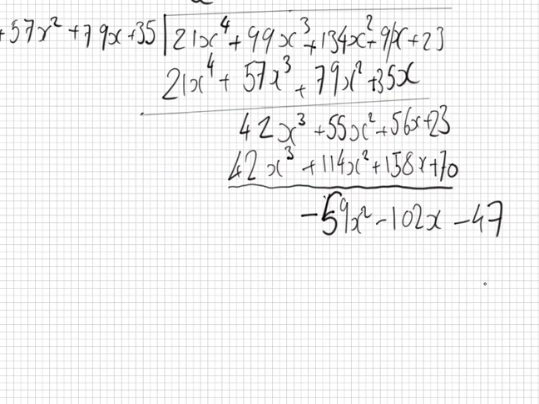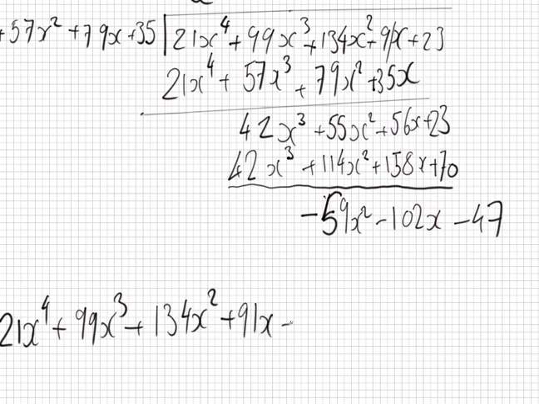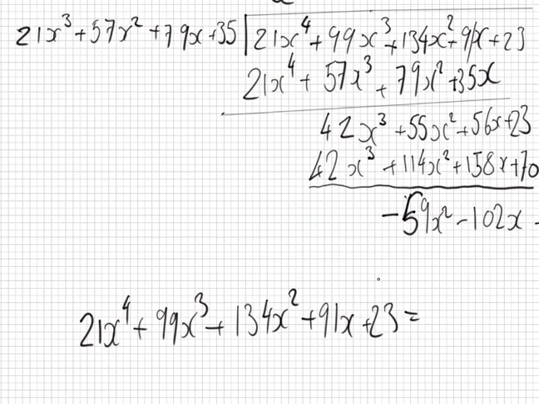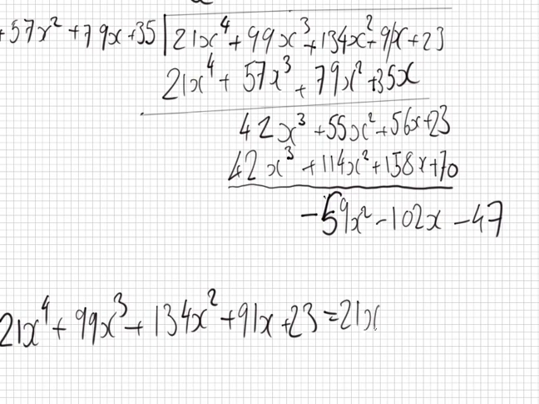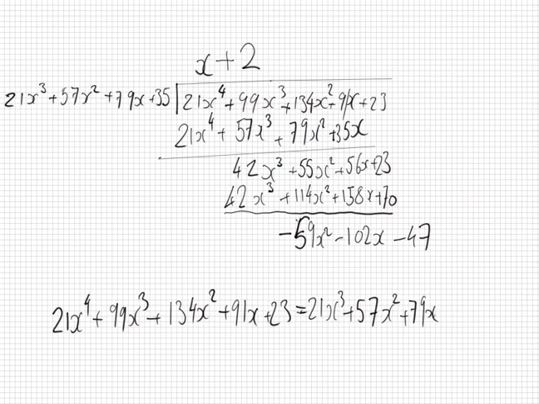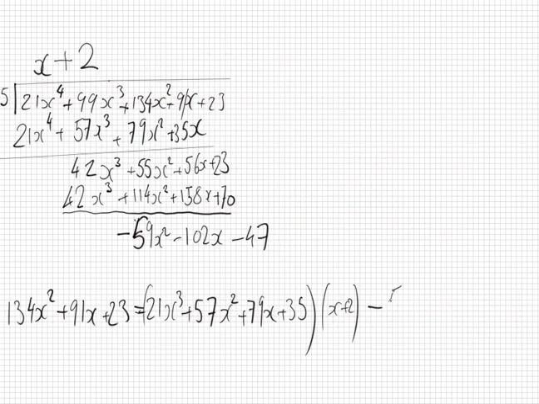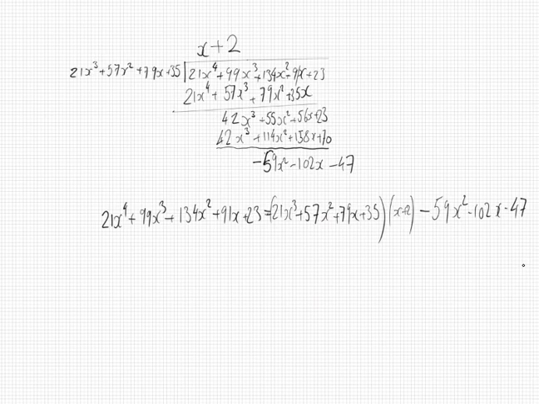Now we can use our trick. So now we can say 21x^4 plus 99x cubed plus 134x squared plus 91x plus 23 equals something: 21x cubed plus 57x squared plus 79x plus 35, times x plus 2, plus the remainder. Oh dear. Can we still read that? No. Okay.